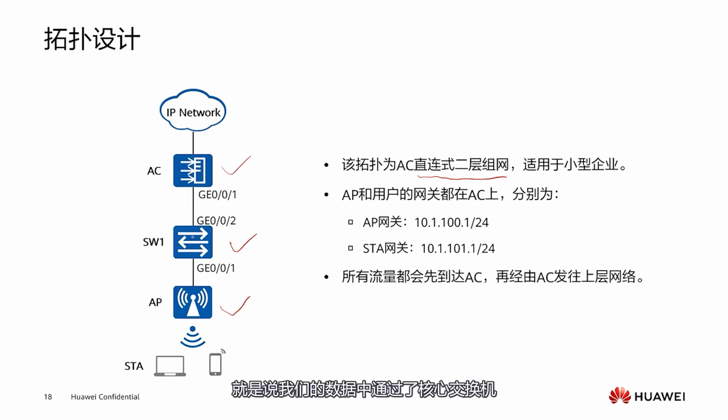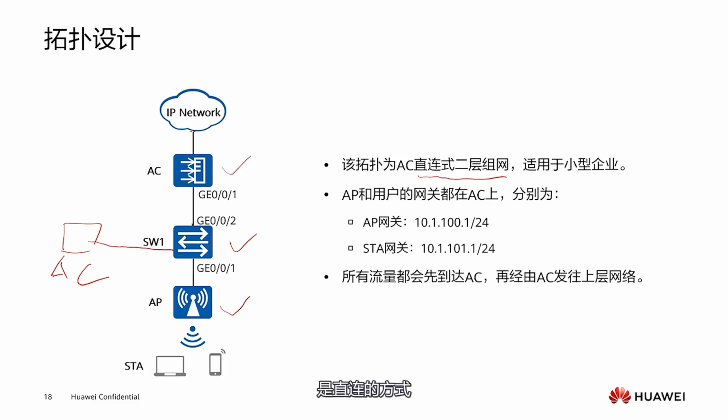So, if our AC is connected in this way, and here is the AC, and our core switch is directly connected to the IP network, this mode is called side-mounted. In this diagram, we are using a layer 2 network, directly connected. This method is suitable for smaller enterprises.